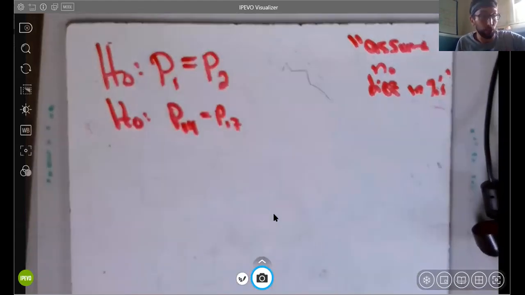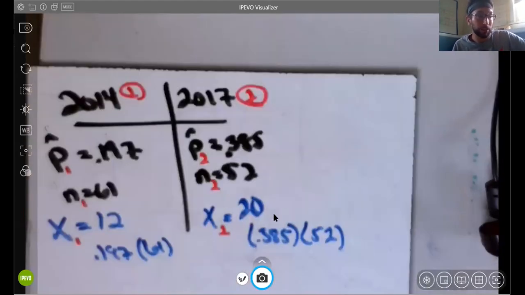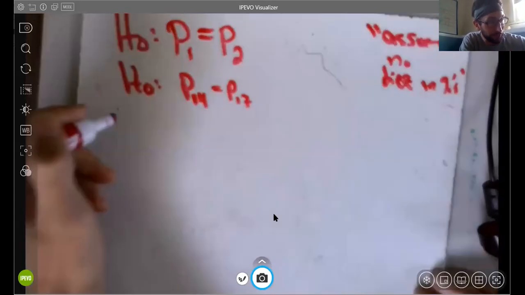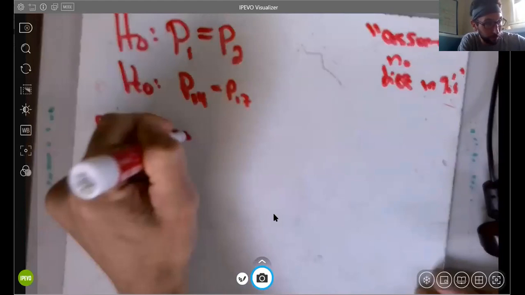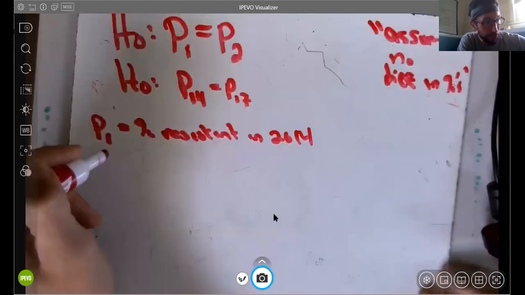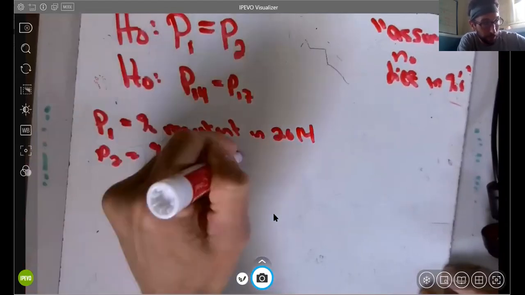So again, if I use the 1s and 2s, I need a key, right? Maybe the key is that table. Maybe the key is off to the side. I say something like this: P1 is the percent that are resistant in 2014, right? And P2 would be the percent that are resistant in 2017.